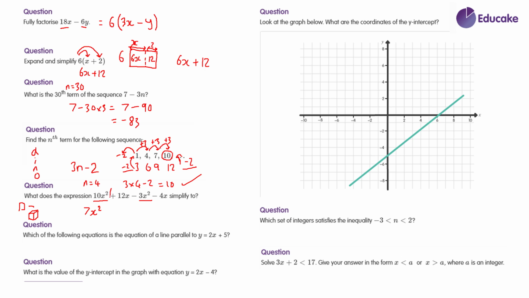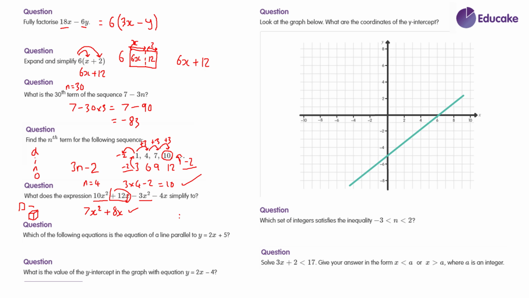Now let's look at this 12x. We've got plus 12x minus 4x. Those are like terms, so we can do that. So what's 12x minus 4x? It's 8, so that must be plus 8x.